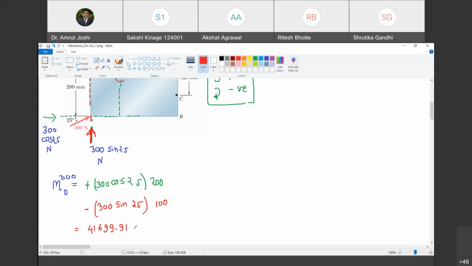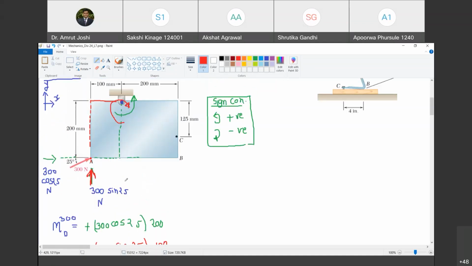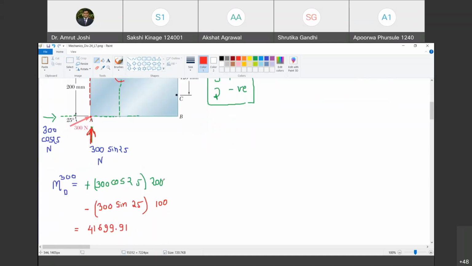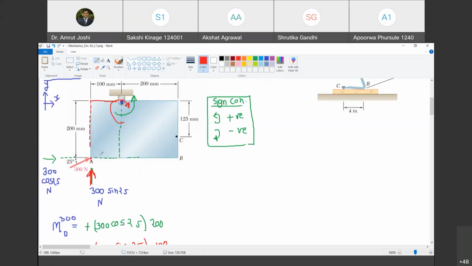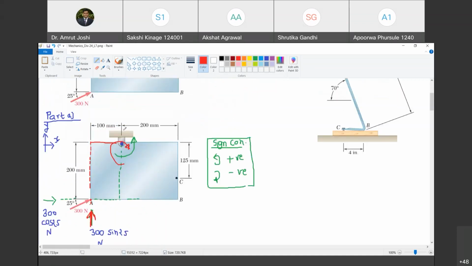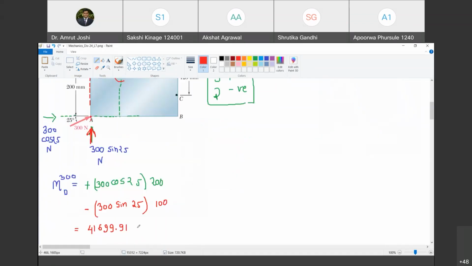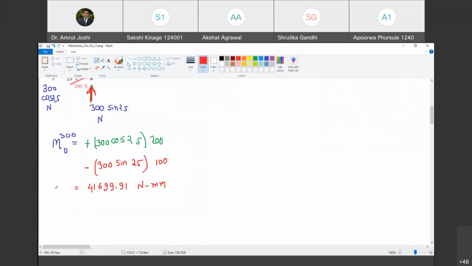Yes, sir. And what will be the unit? The unit is force multiplied by distance. Distance is captured in mm and force is captured in Newton. So what will be the unit? It will be Newton mm. Do you agree with me? Yes, sir. So this is the moment of the 300 Newton force at D. This is the answer of this part.